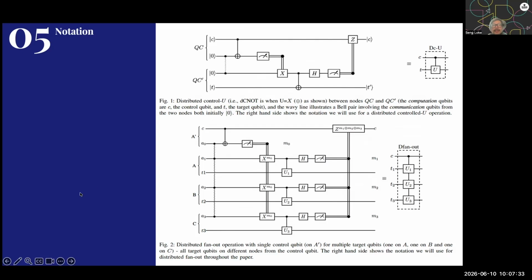I'll show a series of examples that indeed the fan-out operation does arise in quite a number of places, as the paper shows. And we'll just use some simplifying notation. So a DCNOT gate, I just use this simplified notation on the right here. And also, instead of the distributed fan-out gadget that you see here, I just simplify it to this notation here on the right.